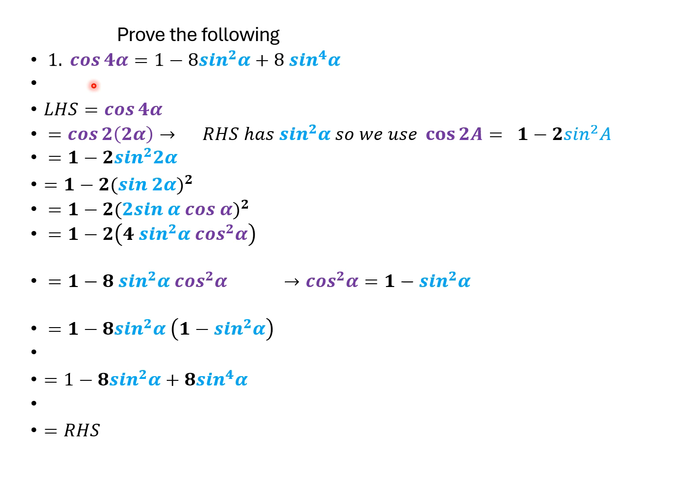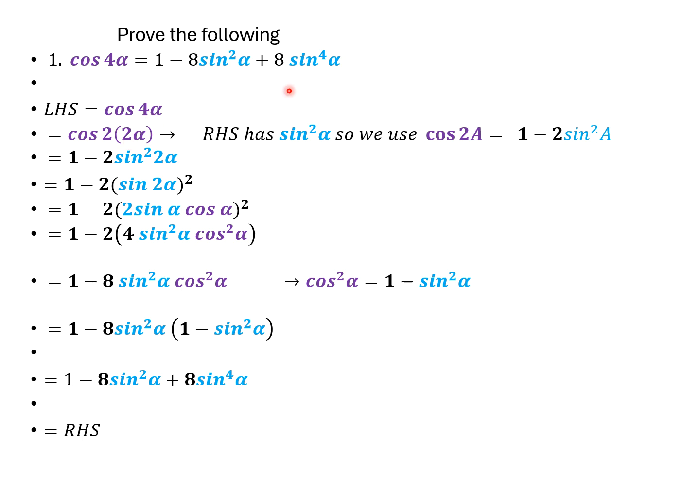Right, given to us, we have cos 4 alpha equal 1 minus 8 sine squared alpha plus 8 sine to the power 4 alpha. Right, so I have to take the left hand side and make it like the right hand side. So the only thing I can do with 4 alpha currently is make it a double angle, right? So if I make it a double angle, I must introduce the value 2. So that becomes cos 2 times 2 alpha, right? 2 times 2 would give me 4 alpha.